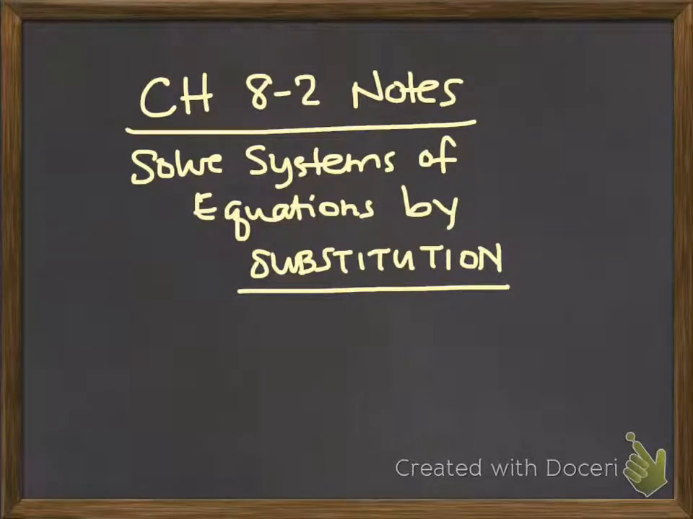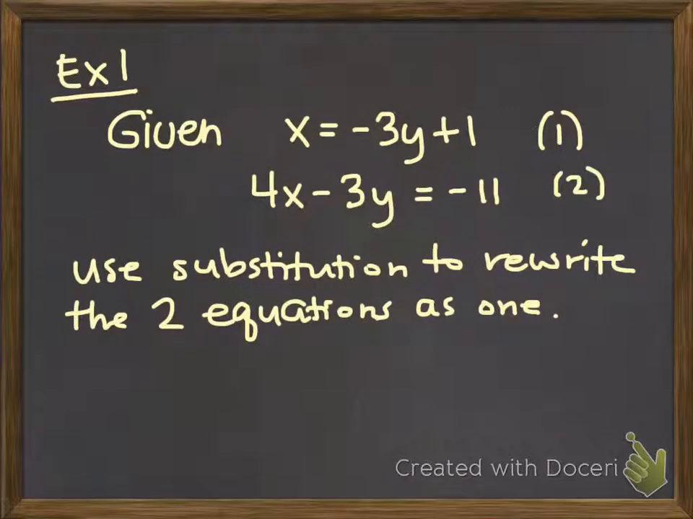Chapter 8-2 notes: solve systems of equations by substitution. On example 1, you're given two lines, x equals negative 3y plus 1, that's the first line, and 4x minus 3y equals negative 11, that's the second line, and you're looking for the point of intersection, which is called the solution. So we're going to use substitution to rewrite the two equations as one, because you can't solve an equation that has two variables, so we have to make it just one variable.